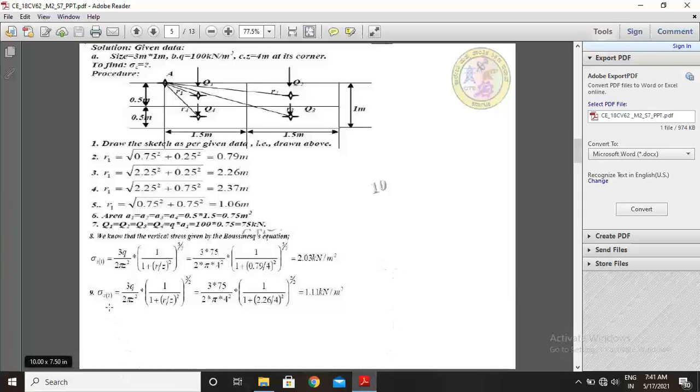So for rectangle 2, sigma z is given by the same equation. Now substitute the values here. Here q is 75, z is 4, and r is 2.26. So you substitute r is 2.26, z is 4. While solving these equations, we are getting the answer 1.11 kilonewton per meter square.